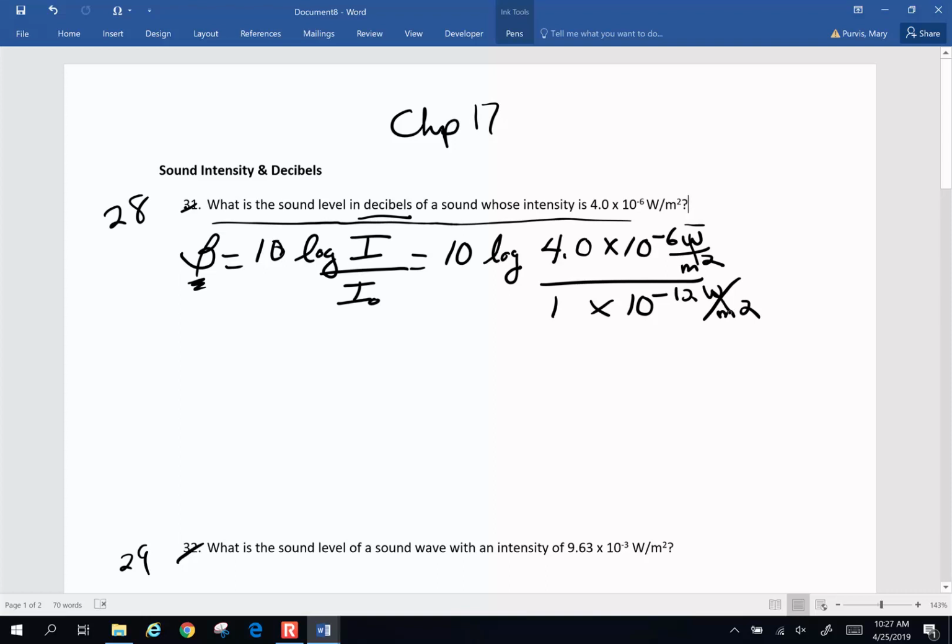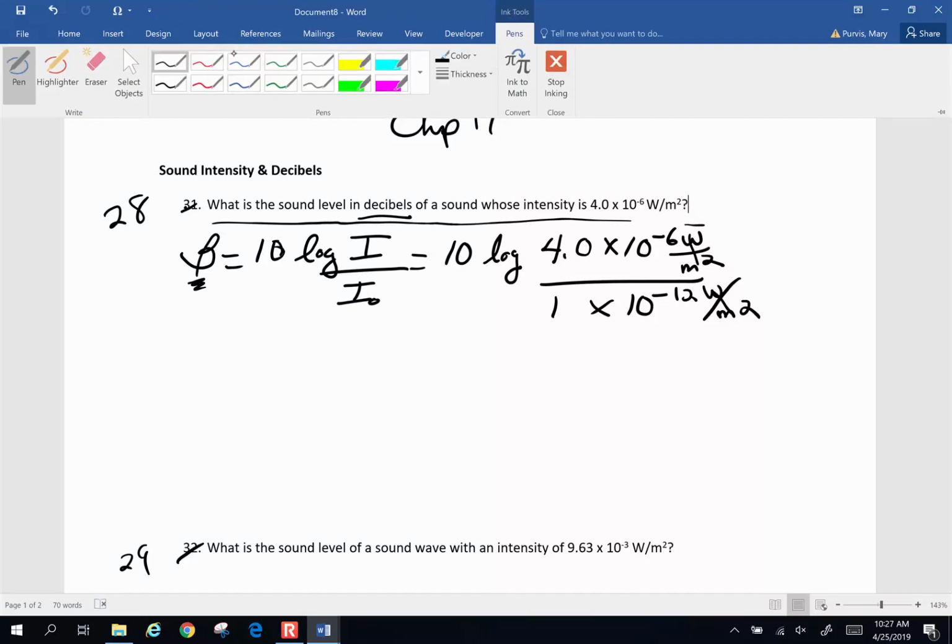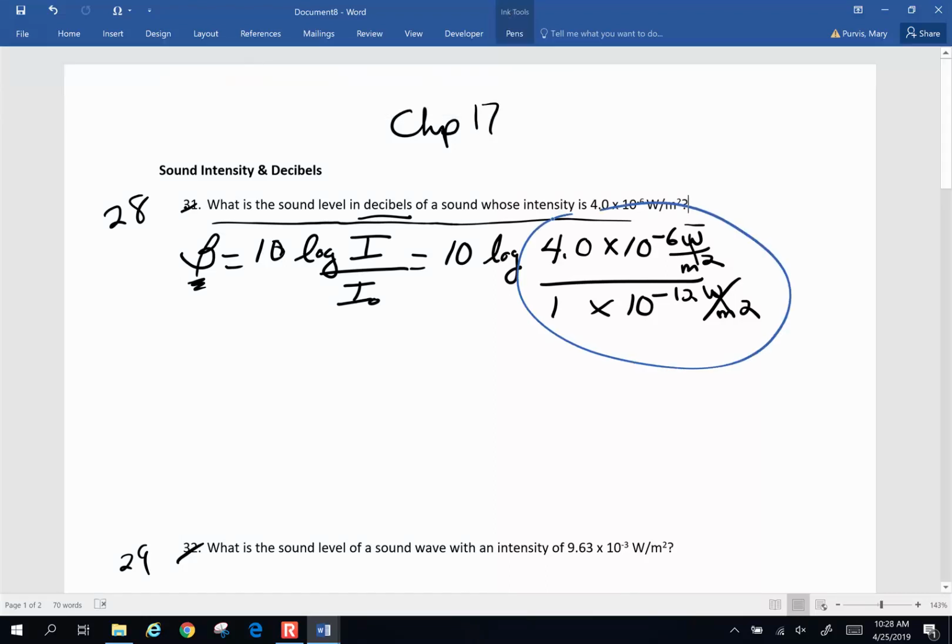So the first thing you do to solve this problem is you divide. You take these two numbers here and you divide those out. So if I take 4 times 10 to the negative 6th divided by 1 times 10 to the negative 12th, I get something like 4 million, and I'm going to take the log of that number. Make sure when you're putting this in your calculator, you use the LOG button. Do not use the natural log button. That is base e, Euler's number, and you don't want that. You want LOG, because that's going to be base 10.